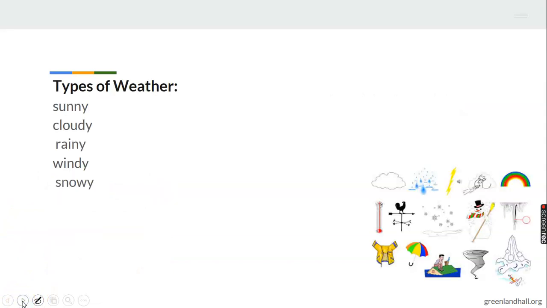All right. So what are the types of weather that we have? Can you tell me types of weather? We have different types of weather. One, we have sunny weather. We have cloudy weather. We have rainy weather. We also have windy weather, and there is also snowy weather. Beautiful. It's snowy weather.